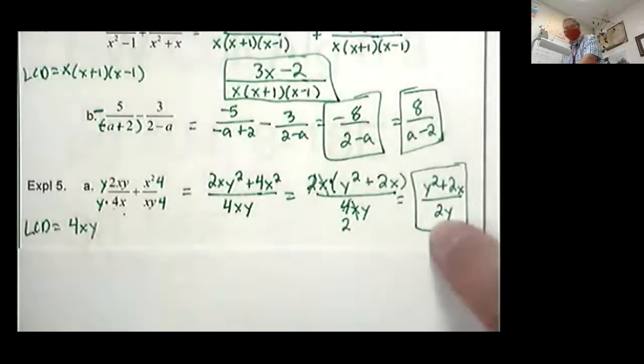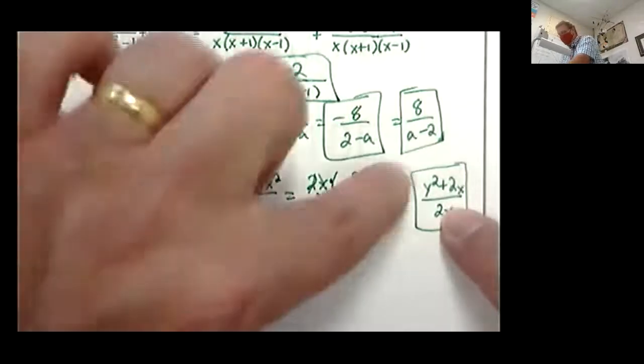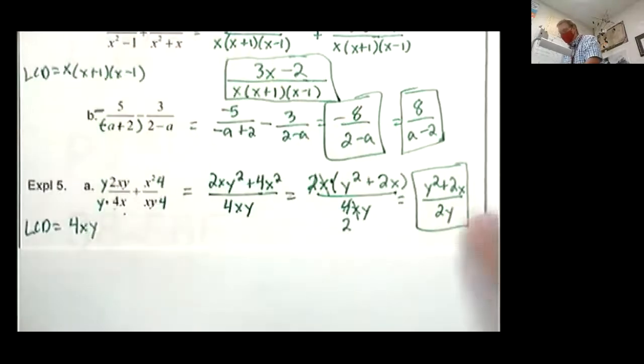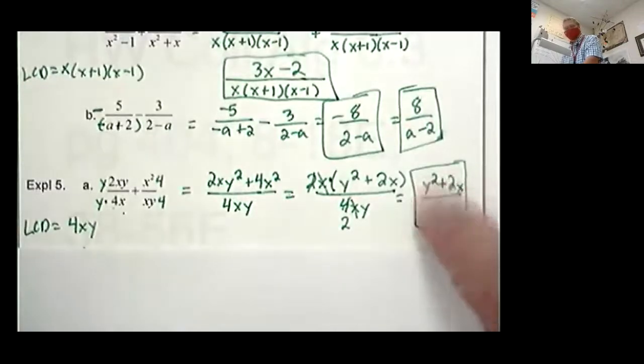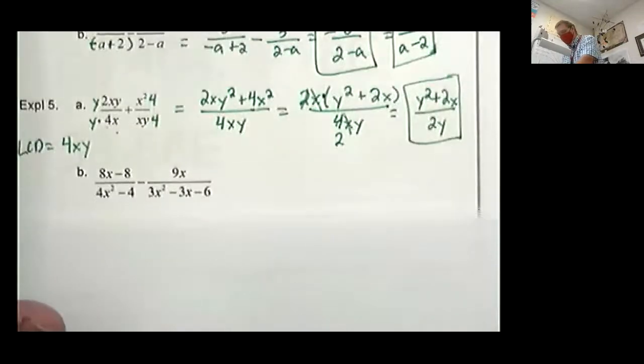There's our answer. We can't cancel the 2's because the y doesn't have a 2. We can't cancel the y's because the 2x doesn't have a y. There has to be a factor in each term to be able to do that. And that's actually the shortcut.